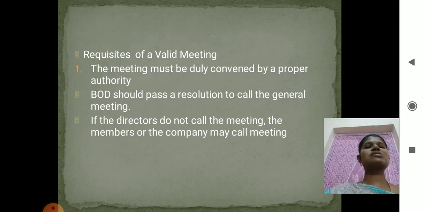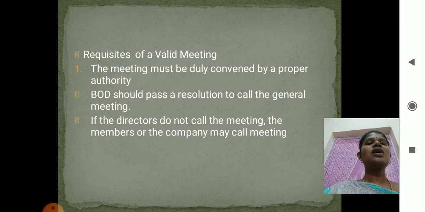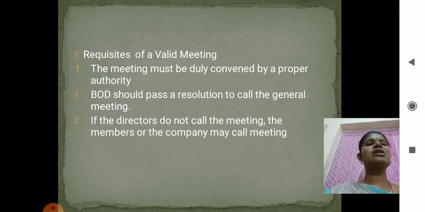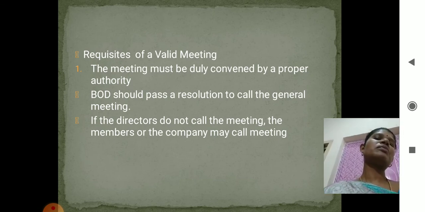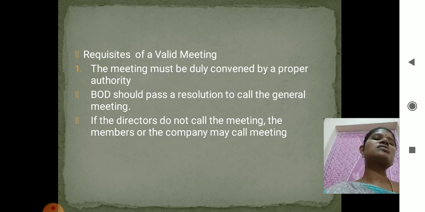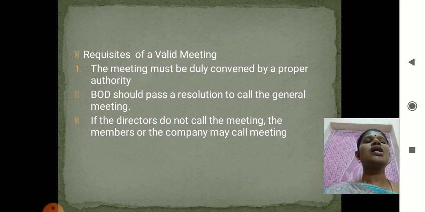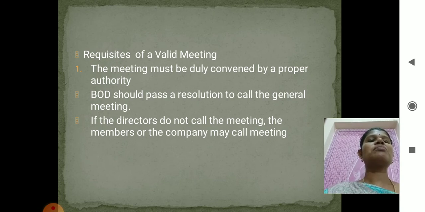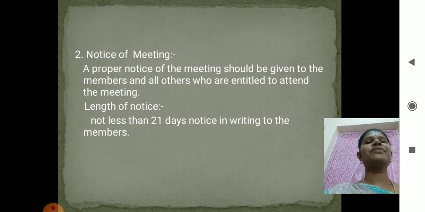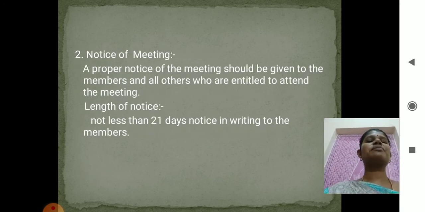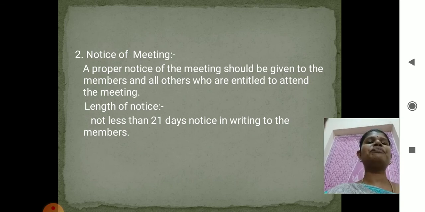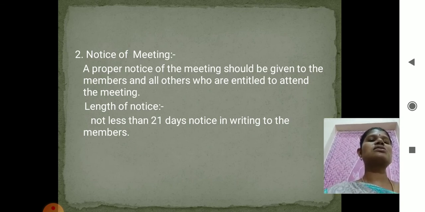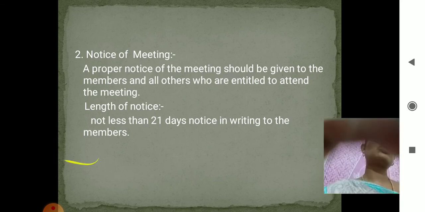And what are all the requisites needed for a valid meeting? Number one, the meeting must be duly convened by the proper authority, and when you are going to call the general meeting, the board of directors should pass the resolution. If they don't call the meeting, the members of the company may call the meeting, and you have to prepare the notice of the company. A proper notice should be given to all the members, and all others entitled to attend the meeting. And the length of the notice is not less than 21 days of notice in writing to the members.